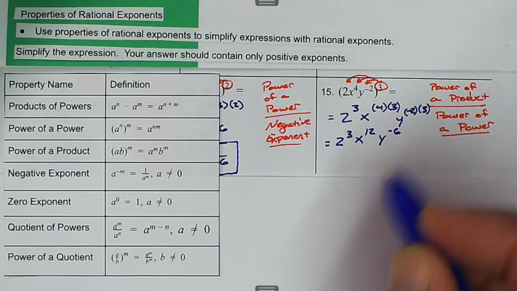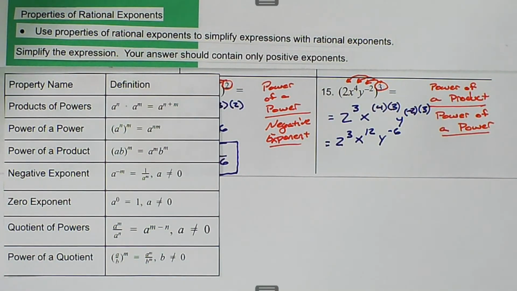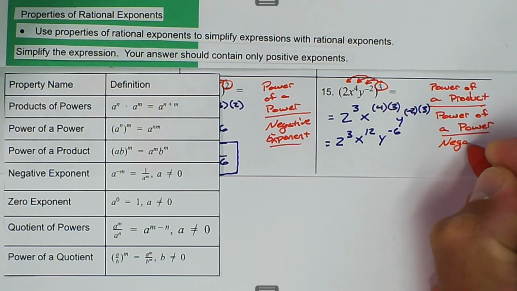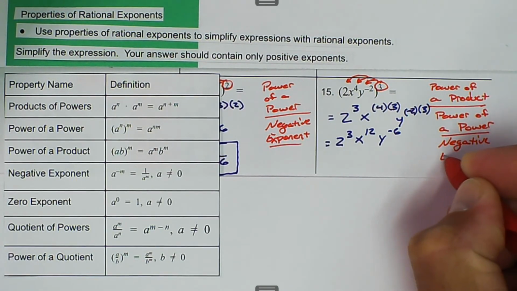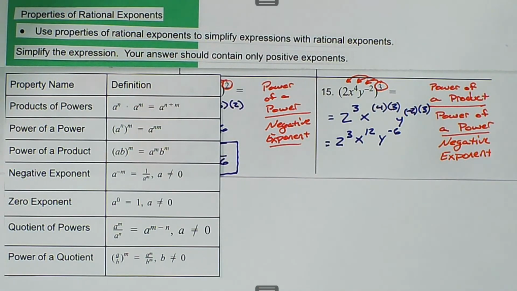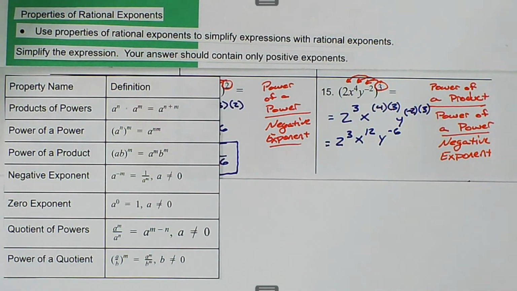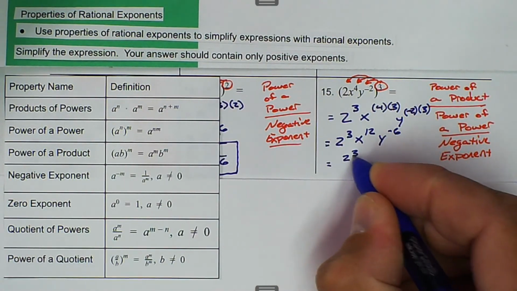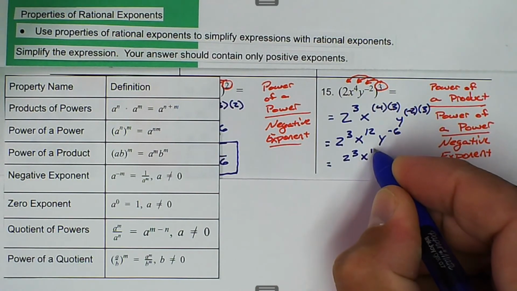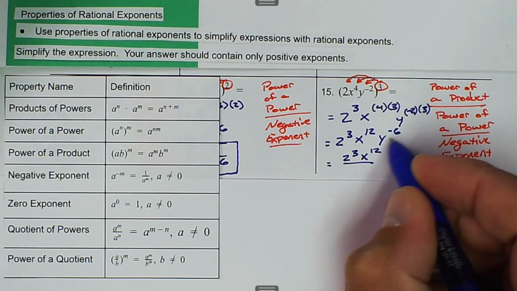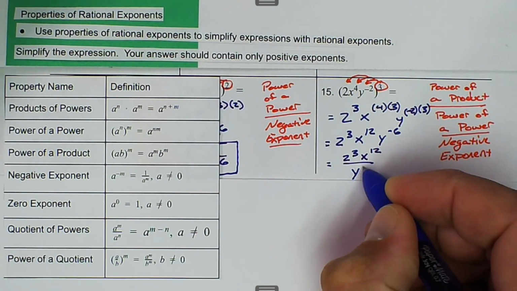And then the last thing we can do is use the negative exponent property. And the negative exponent says we can move the y to the denominator and make it positive. So 2 to the third, x to the 12th, and then y to the negative 6th. We make that positive, so that's y to the 6th.